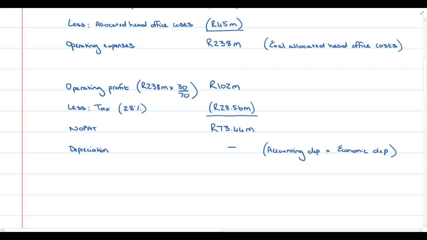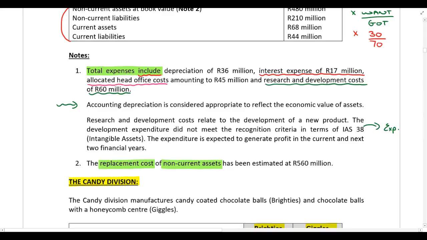Then next, if there are any expenses that create a long-term benefit for the company, those expenses shouldn't be expensed in full in the period that they are incurred. Instead, those expenses should be capitalized and they should be written off over the period that the benefits are expected to be received. So in this question, we had research and development costs, and we were told that the research and development costs relate to the development of a new product, and the development expenditure did not meet the recognition criteria in terms of IAS 38.